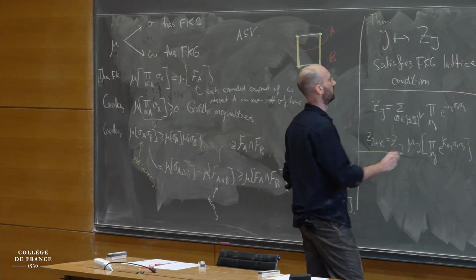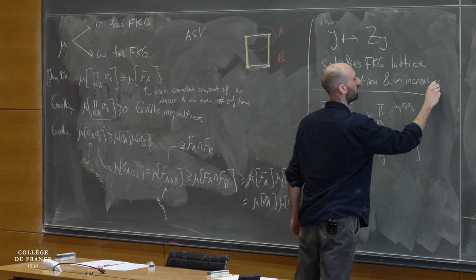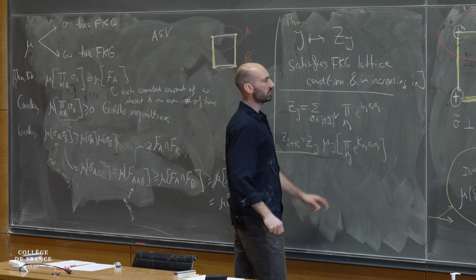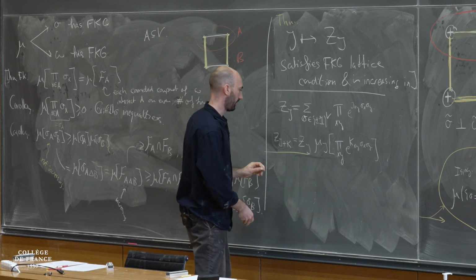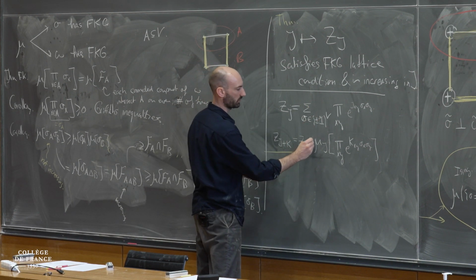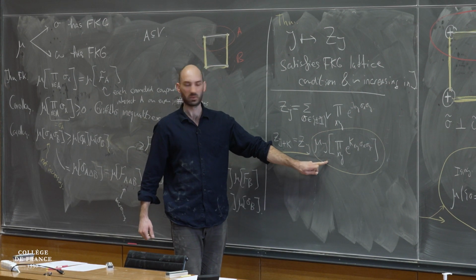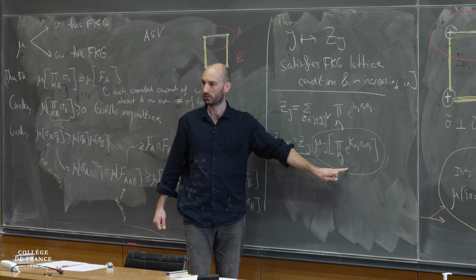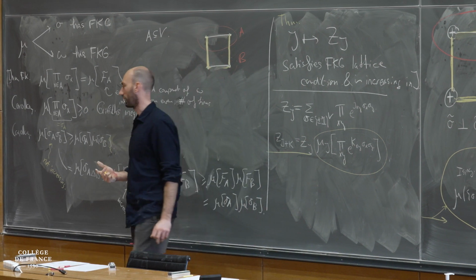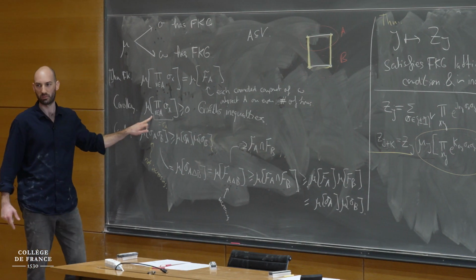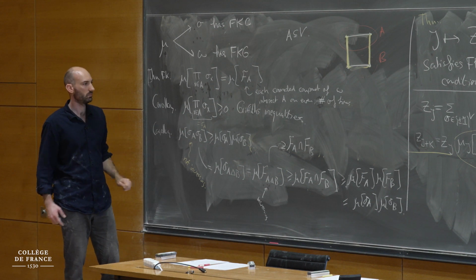And in fact, it's increasing in J. Actually, to see that it's increasing in J is quite simple, because we just need to see that this is bigger than 1. To see that this is bigger than 1, we expand all the exponentials. We get a term which is just 1. Well, that's good. We just need to show that the other terms are non-negative, but they are non-negative because of the first Griffiths' inequality.